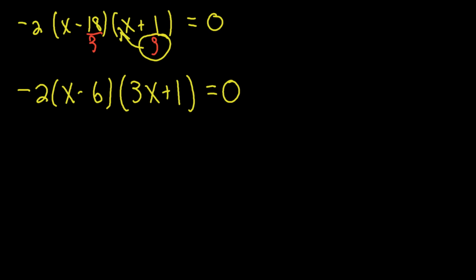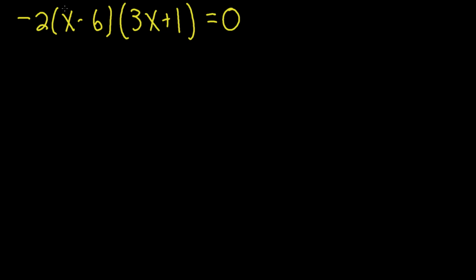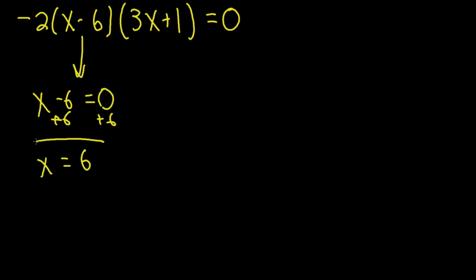Okay, now my last step, since I have factored my equation properly, my next step is to take what's in each parenthesis and solve it individually. So in my first parenthesis I have x minus 6. To solve it, I'll set it equal to 0. Now I have to add 6 to both sides, and I'm going to get my solution x equals 6.